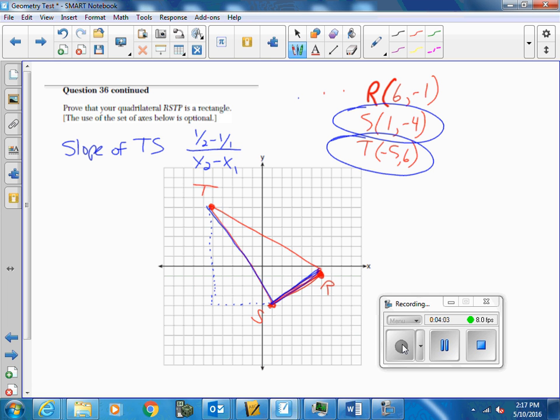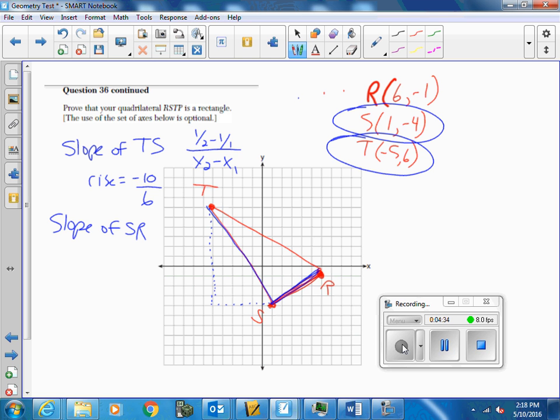So that's going to be 1, 2, 3, 4, 5, 6, 7, 8, 9, and 10. So our rise is actually -10. It's going down, and our run is going to the right, positive: 1, 2, 3, 4, 5, and 6. So we have -10 over 6 for TS. Then if you look at SR, let's find the slope of SR.